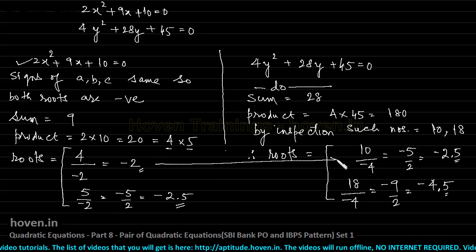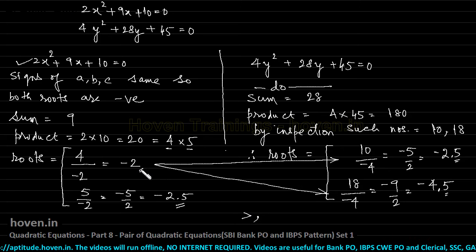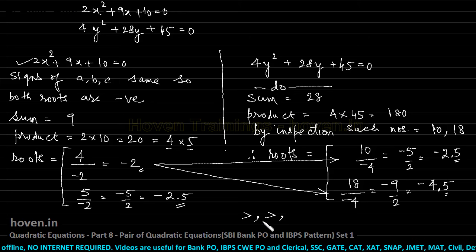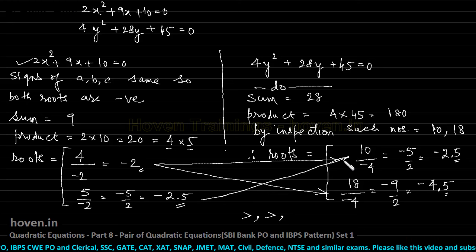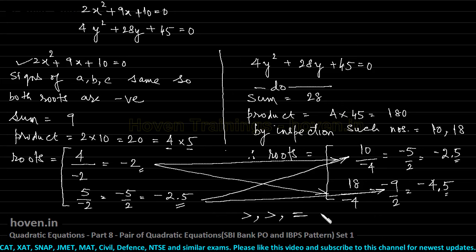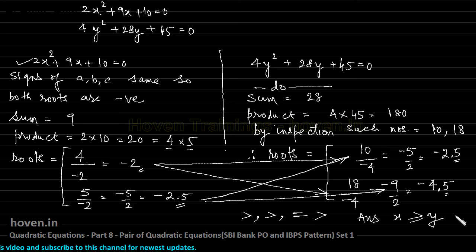Compare this one with this one first. Minus 2 is greater, so we will write greater sign, comma. Compare this one with this one. Minus 2 is greater than minus 4.5, so we'll write greater. Very carefully you have to do it. Even a person like me also commits mistakes many times. Be very careful. Now minus 2.5 and minus 2.5, they are equal, and minus 2.5 and minus 4.5, there minus 2.5 is more than minus 4.5. So I have greater, they are all unanimous and there is one equal to sign. So my answer would be x more than or equal to y.